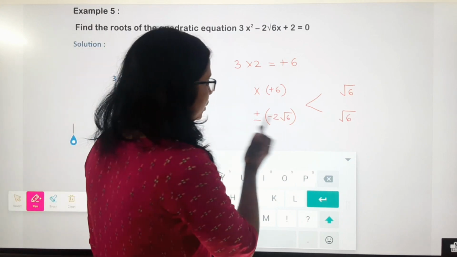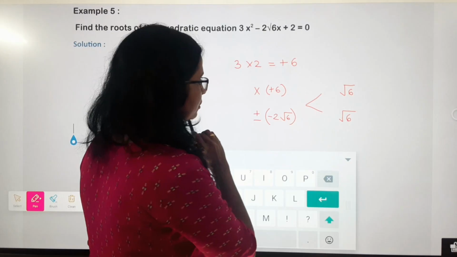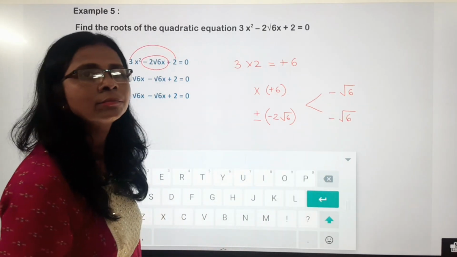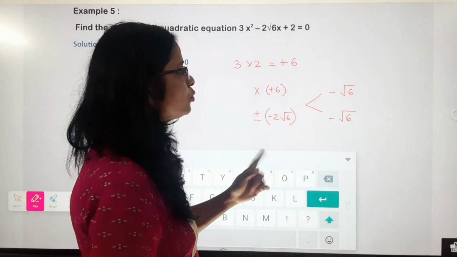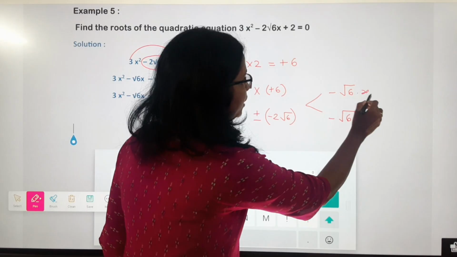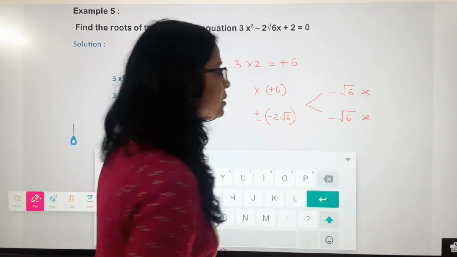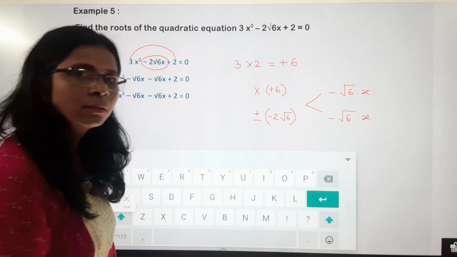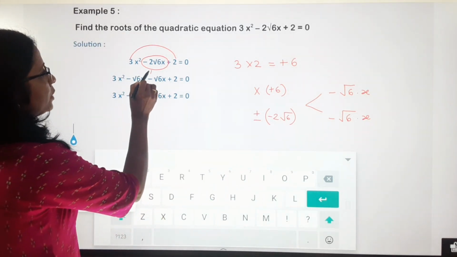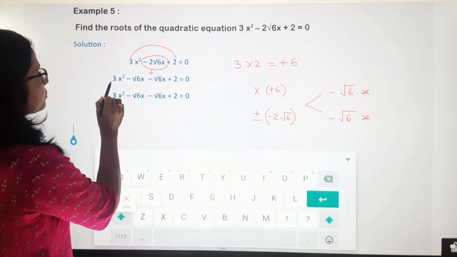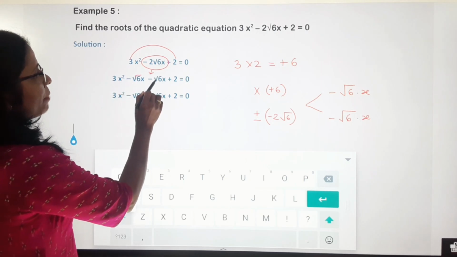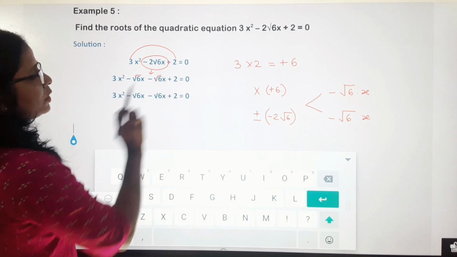But what about their addition or subtraction? Here we take the sign minus. So here minus root 6 and minus root 6, and the variable is x. So we write minus root 6x, minus root 6x. Now replace the middle term, minus 2 root 6x, with these two terms. So here 3x square minus root 6x minus root 6x plus 2 is equal to 0.